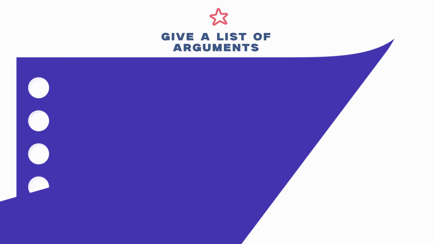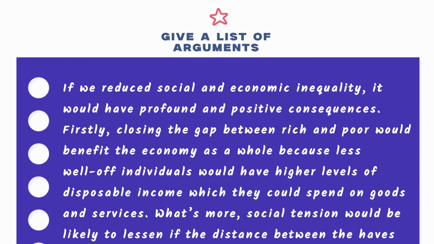Let's talk about them. In this paragraph that I'm reading to you, I use firstly, what's more, and lastly as our linking words. So, let's get started. If we reduced social and economic inequality, it would have profound and positive consequences. Now I am going to give a list of my arguments, a list of these consequences.